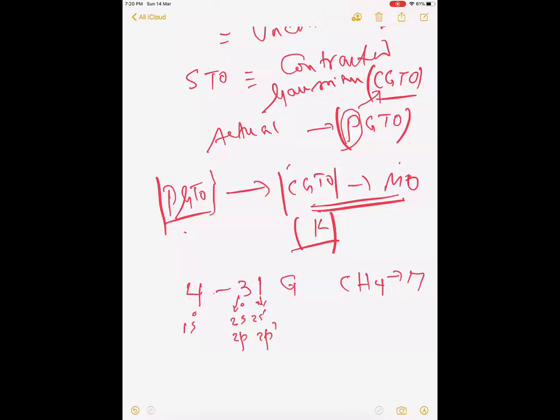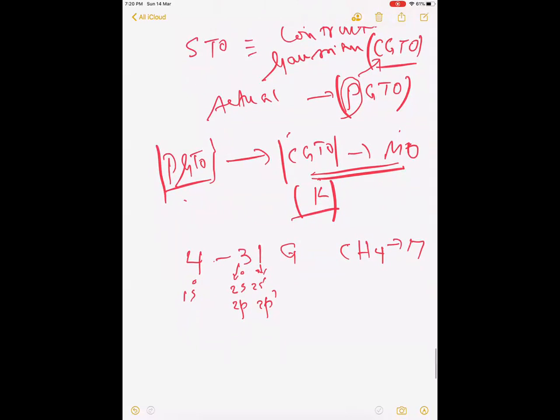Nothing will change. The quality will change because it is a higher number of Gaussians. The energy, of course, in 431G and 321G will not be identical. I'm again repeating, the energy will be slightly lower here because I've used more number of Gaussians to explain the CGTOs, to contract, to form the CGTOs or Slater orbitals.